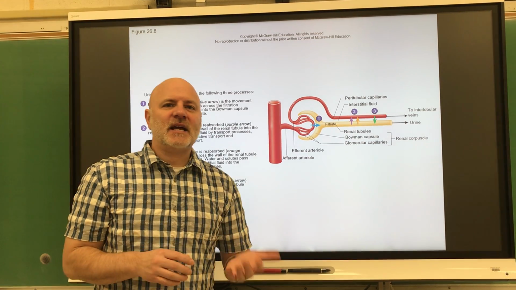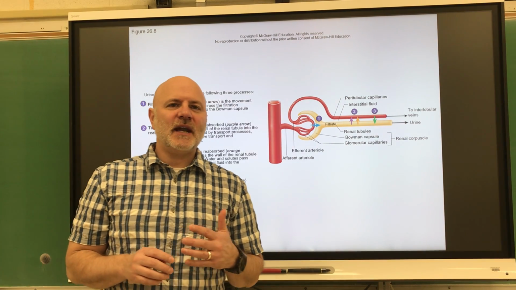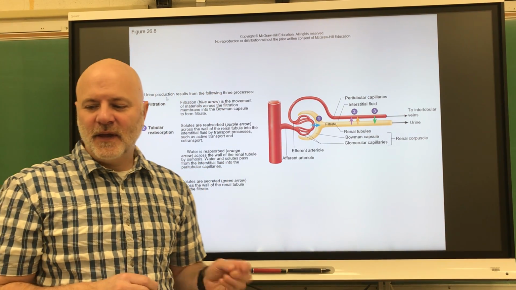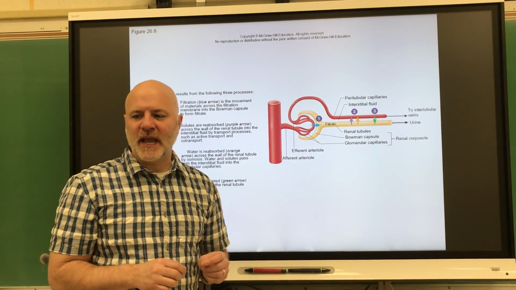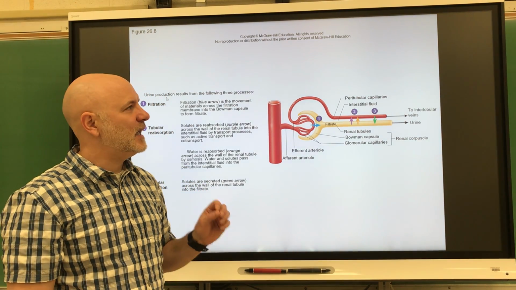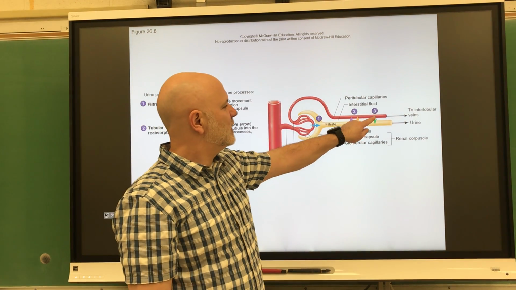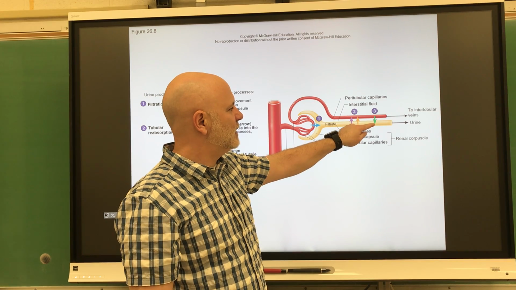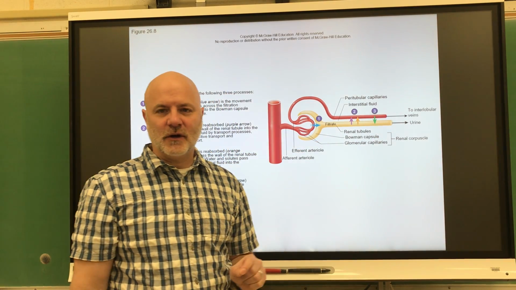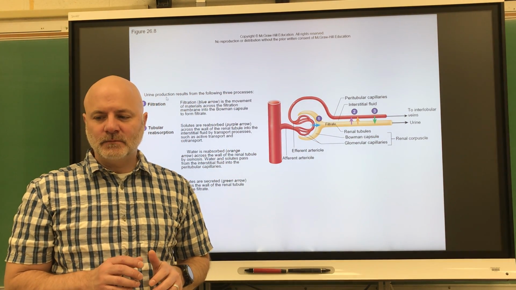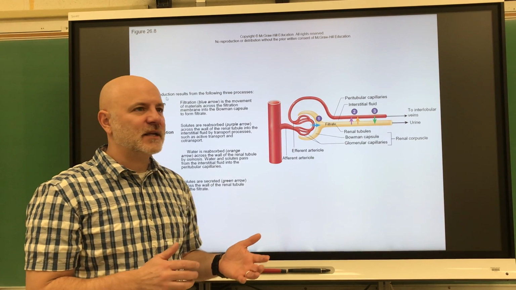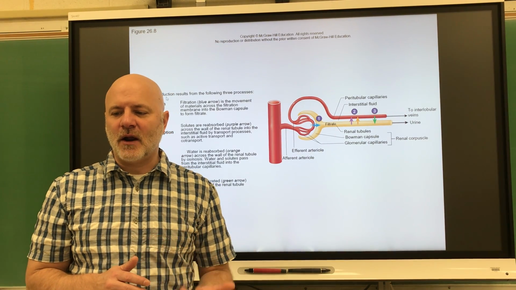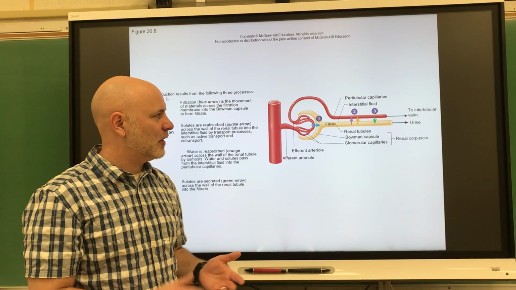All right, so let's look at the last process in making urine, and that is tubular secretion. So this is a process of substances moving out of the peritubular capillaries and into the renal tubule. So we're moving stuff out of the peritubular capillaries into the renal tubule to get into the urine. This is one of the ways that we can get rid of substances not already in the filtrate.